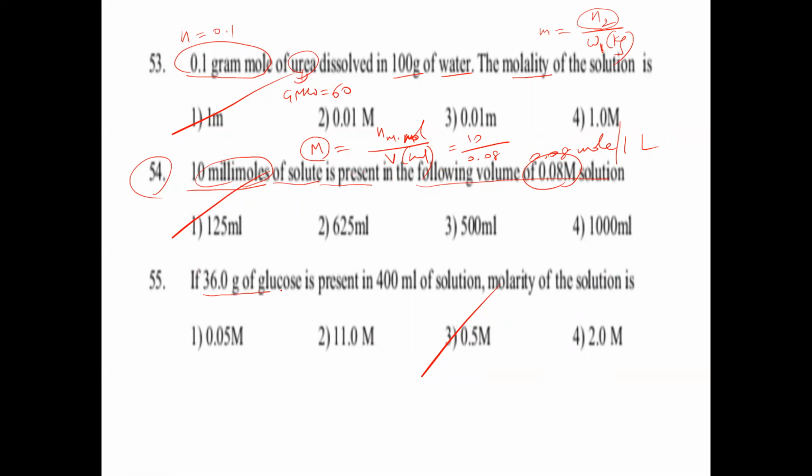If 36 grams of glucose, glucose gram molecular weight, how much? 180. What is the formula for glucose? C6H12O6. 180 grams per mole is the molecular weight of glucose. Weight of solute is given, 36. Gram molecular weight of solute is 180. And volume of solution is 400 ml. Molarity they asked here. So molarity formula: weight of solute by gram molecular weight of solute into 1000 by volume in ml. So this formula we had applied. The answer is 0.5 molar.